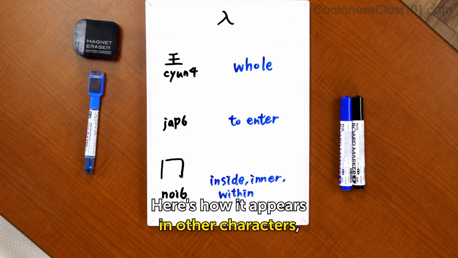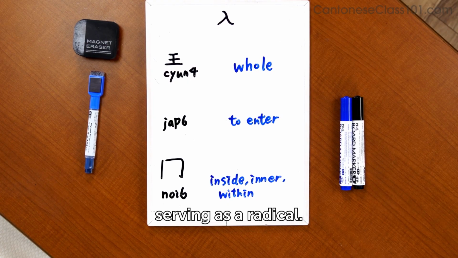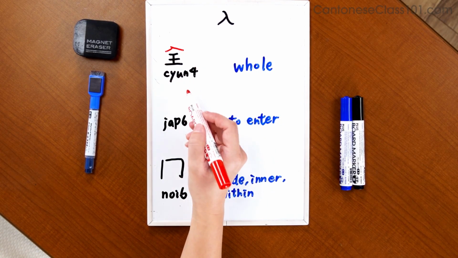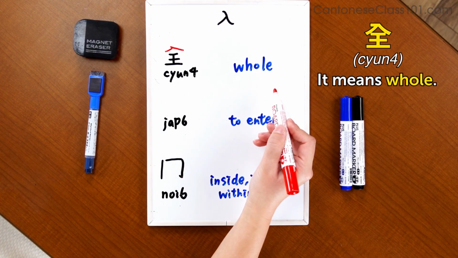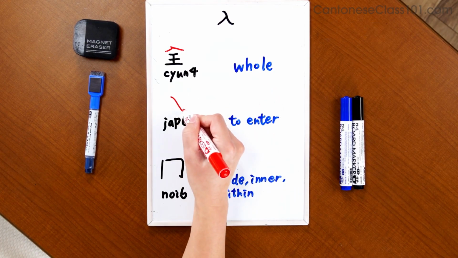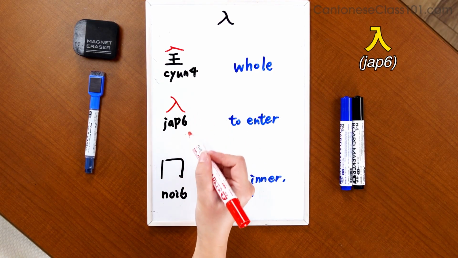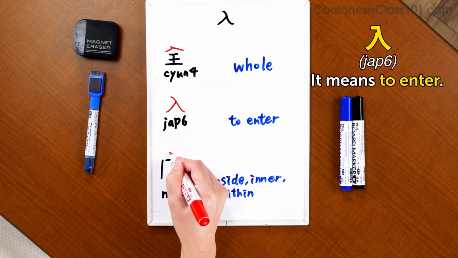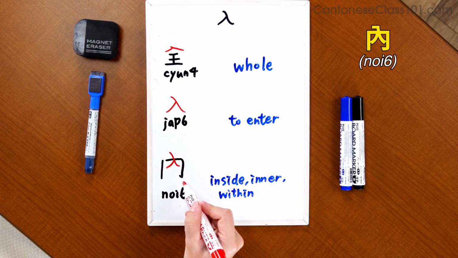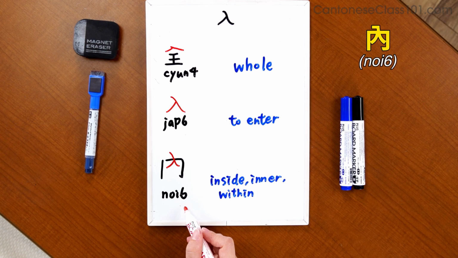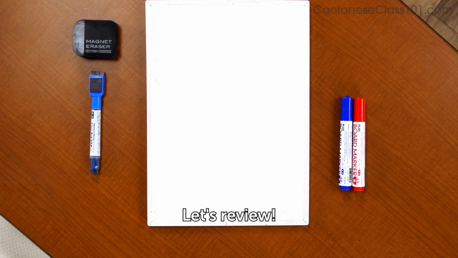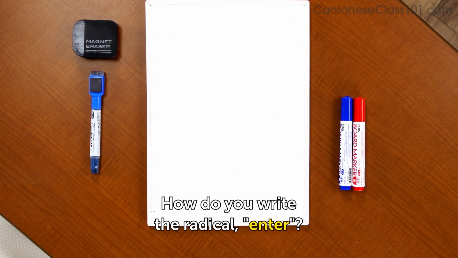Here's how it appears in other characters, serving as a radical. 全 It means whole. 入 It means to enter. 內 It means inside, inner, within. Let's review. How do you write the radical enter?